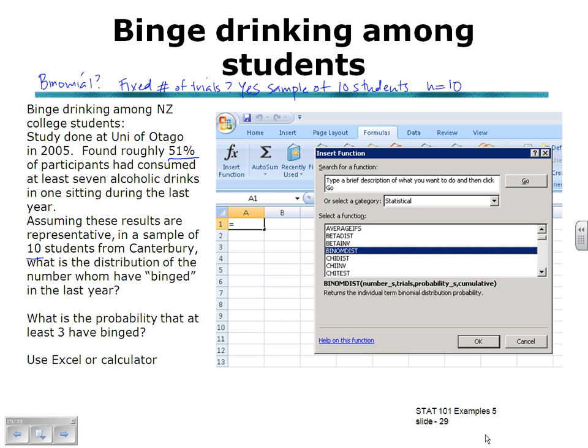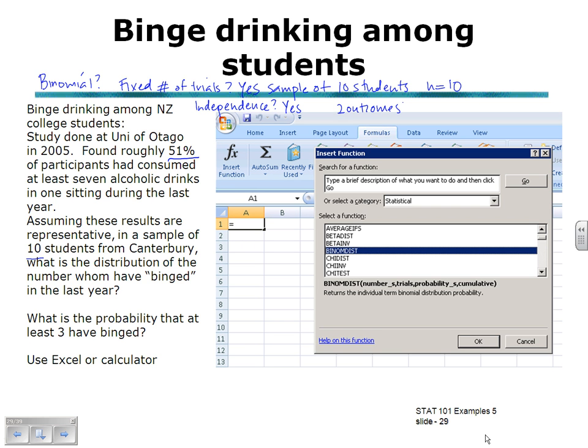The trials must be independent. The outcome of any individual trial doesn't affect the probabilities in the other trials. We're assuming that the students are independent in their binge drinking. Each trial classified into 2 categories, success and failure.